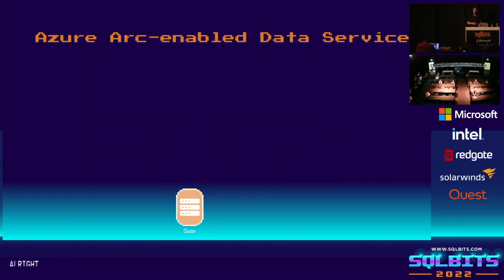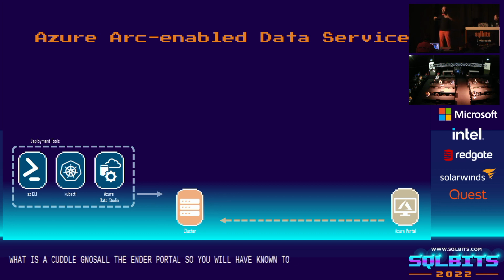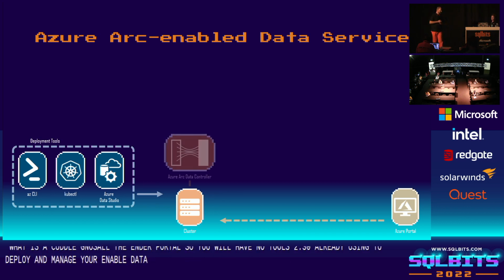All right. Azure Arc-enabled data services based on Kubernetes. If you've been here for the previous session, you have seen the Azure CLI, kubectl, Azure Data Studio, known tools, or the Azure portal. So you will have known tools that you're already using to deploy and manage your Arc-enabled data services.